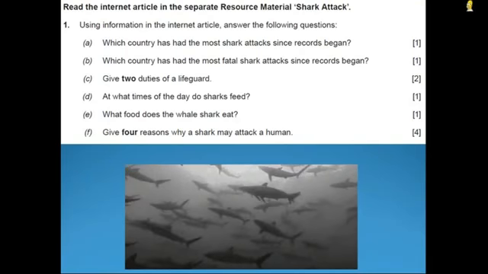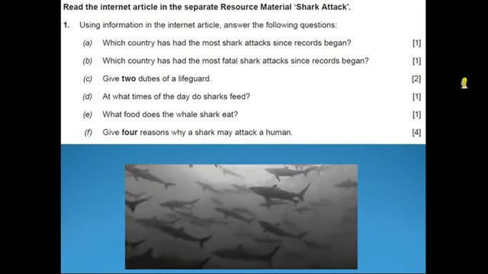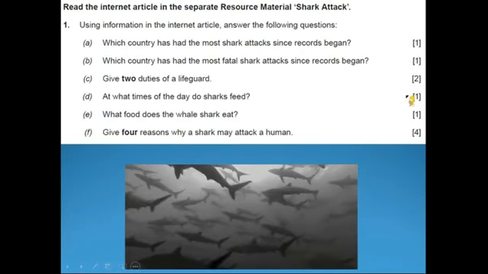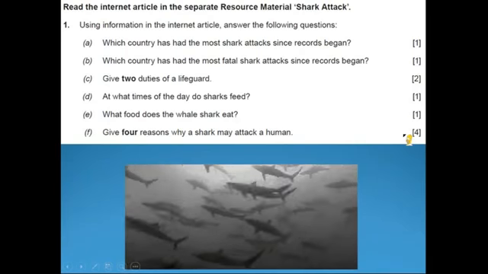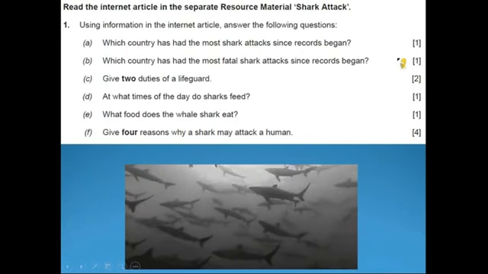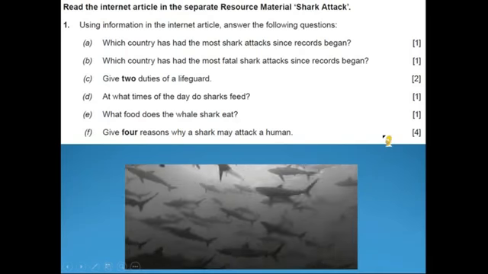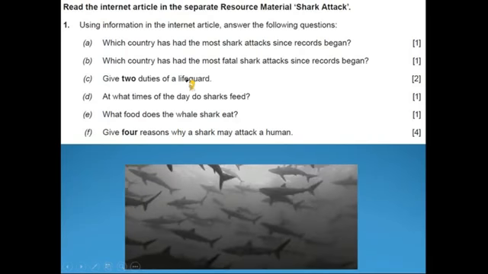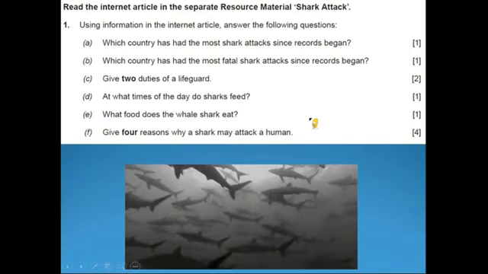So notice down here we've got the marks, haven't we? A is out of 1, B is out of 1, C is 2, D is 1, E is 1, and F is 4. So obviously for the first one you can just make 1 point and so on. In the last one you're making 4 points, and in the lifeguard one you're going to be making 2 points.